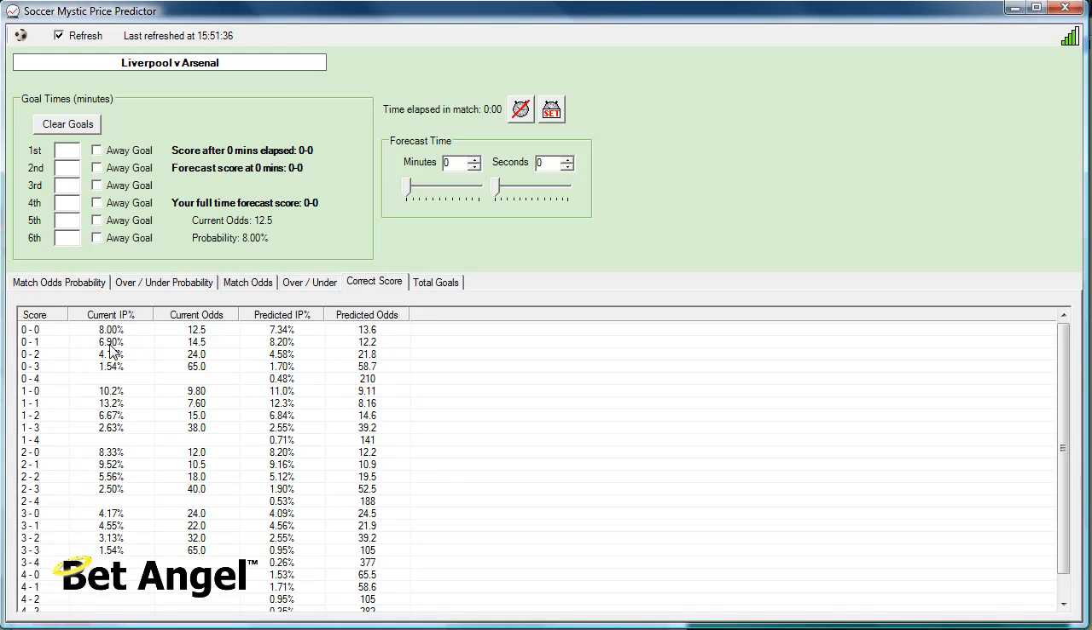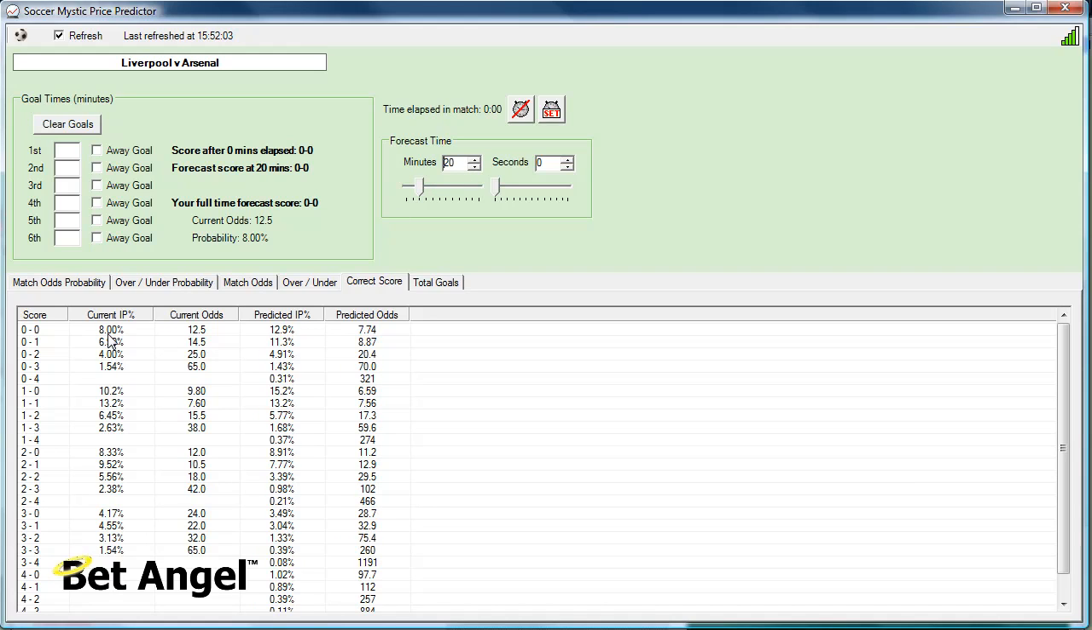0-1 is about a 7% chance, although Soccer Mystic is saying slightly higher, but that could be for any number of reasons. But you can basically see the chance of the correct score. Now, if I wind this forward, let's say 20 minutes or so, you can see how these have changed.